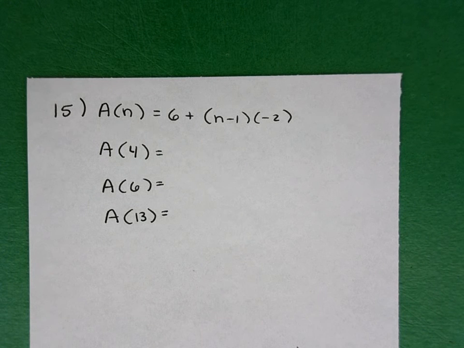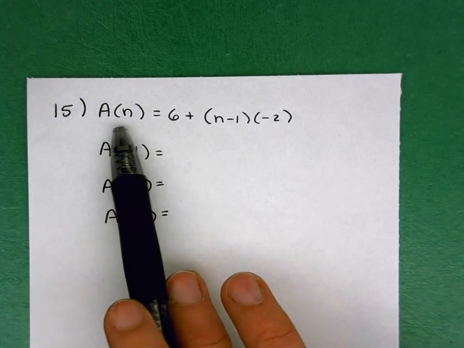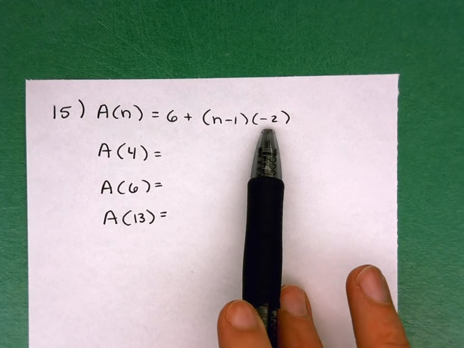Today in class we looked at arithmetic sequences, and so I've selected two problems from your homework to demonstrate what we were discussing. First one is number 15, the second one is number 21. In number 15 we were asked to find the 4th, 6th, and 13th terms of a sequence given a particular explicit formula. And so taking a look here, this is my explicit formula. A of n equals 6 plus the quantity of n minus 1 times negative 2.